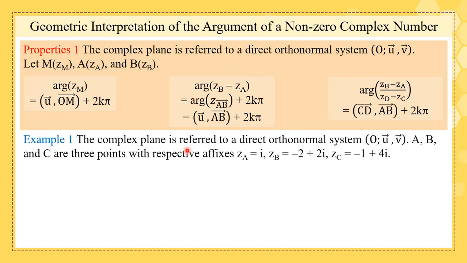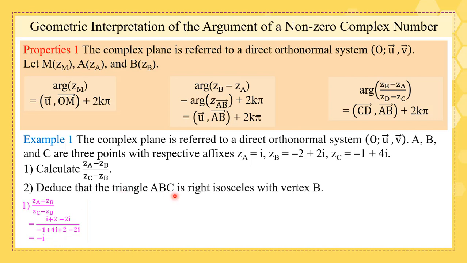Let's see some examples. Let's begin with the first example. A, B and C are 3 points with respective affixes. We need to calculate this ratio. Well, if we just substitute ZA, ZB, ZC, this is what we get. Using the calculator, we get minus i.